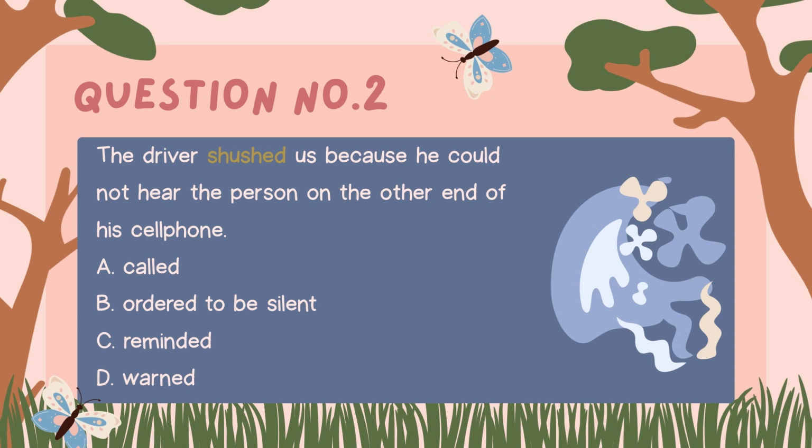Here we go with statement number 2. The driver shushed us because he could not hear the person on the other end of his cell phone. A. Called. B. Ordered to be silent. C. Reminded. D. Warned. Go!